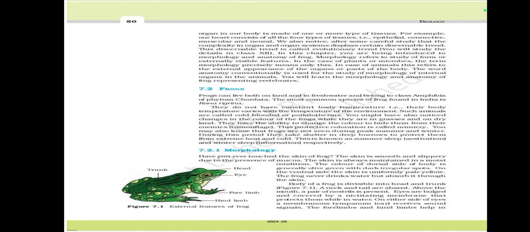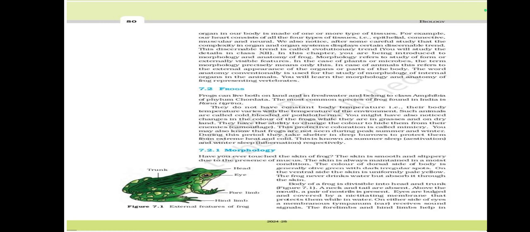Each organ in our body is made of one or more types of tissues. For example, our heart consists of all four types of tissues, that is epithelial, connective, muscular, and neural. We also notice after some careful study that the complexity in organ and organ systems displays a certain discernible trend. Details in class 11, class 12.